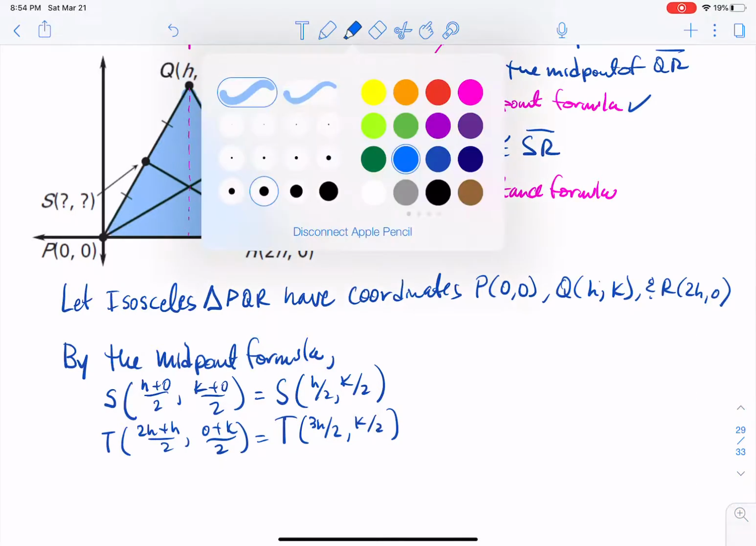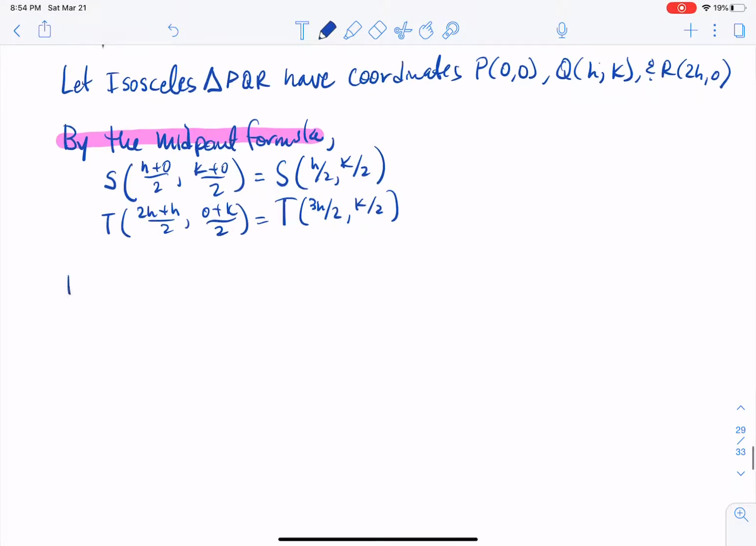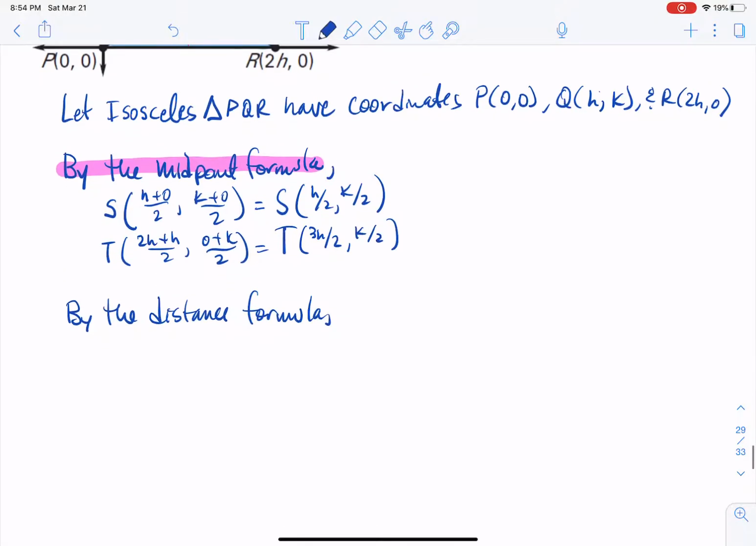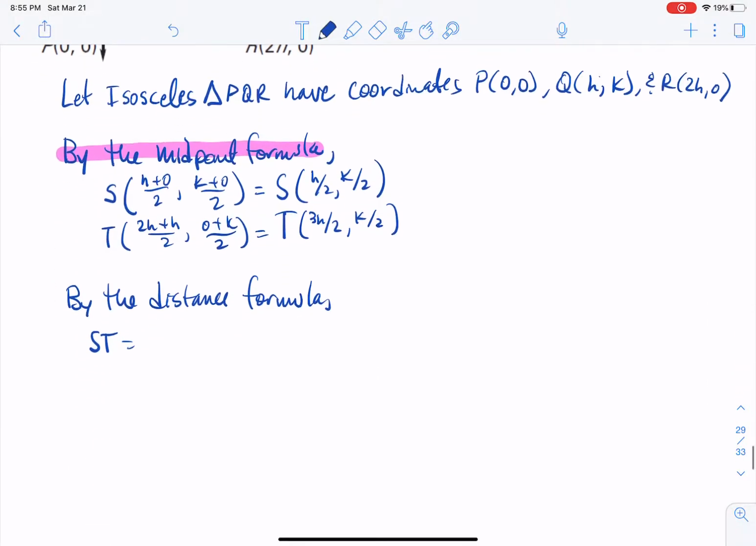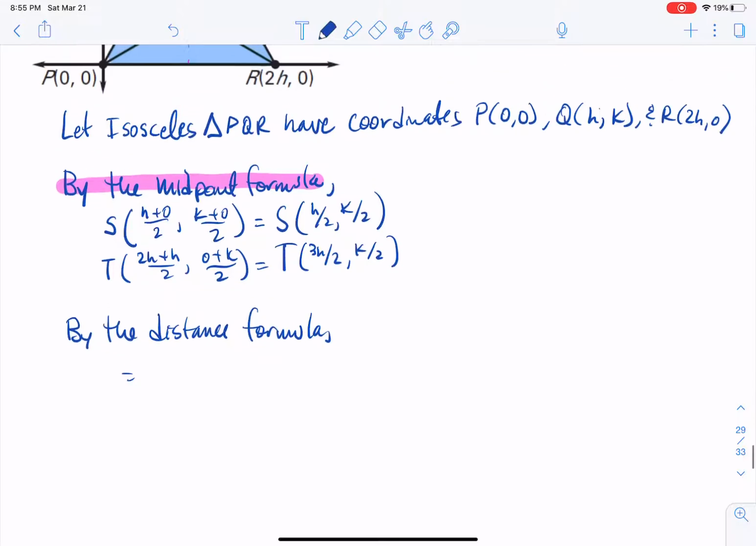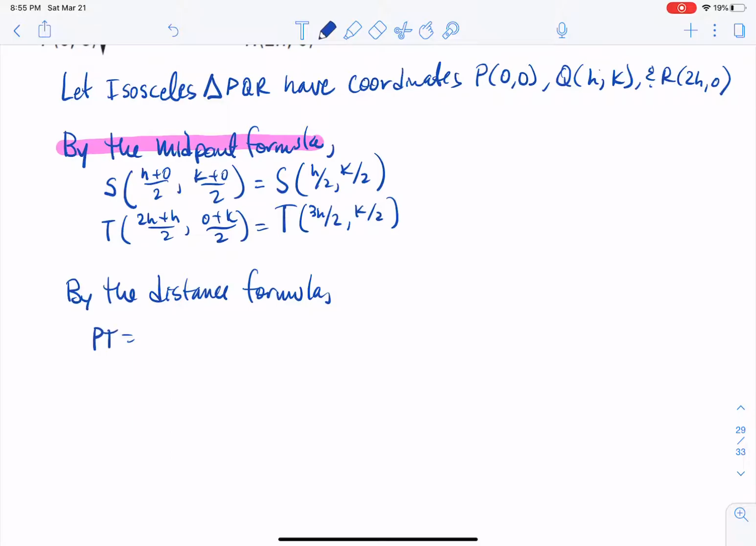And again, I don't actually have to highlight this, but I'm just going to point out that that's what we used. And now I'm going to use the distance formula in order to show that these two segments are congruent to each other. So I'll state it again: by the distance formula. And now actually use the distance formula, not on S and T, that's the midsegment. Which one do I want to use? It's these two, it's PT. There we go. Let's do PT first.